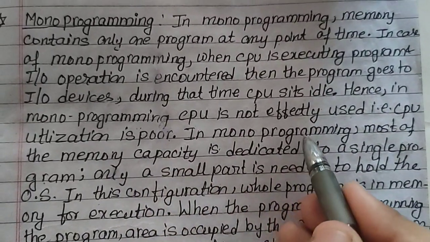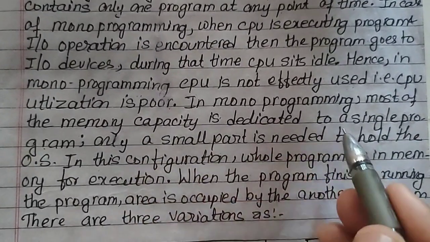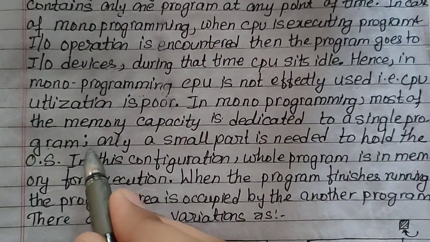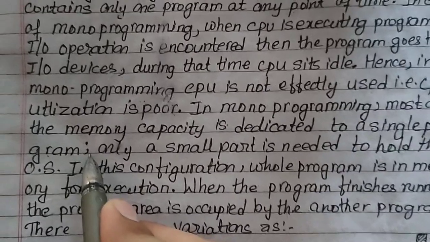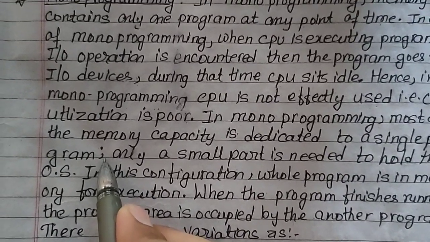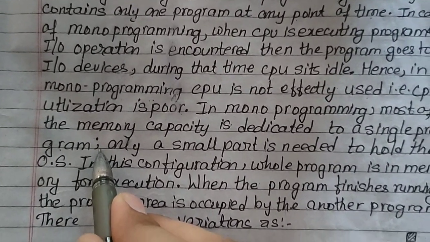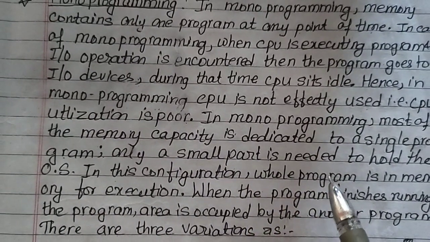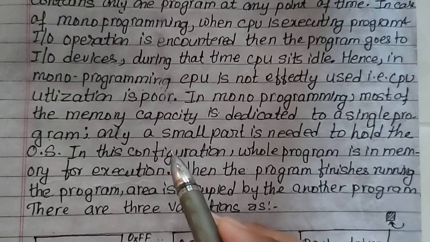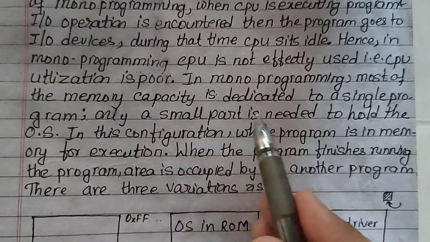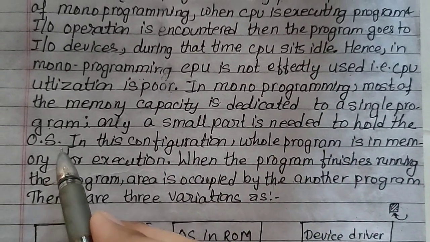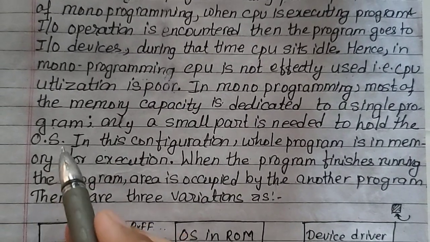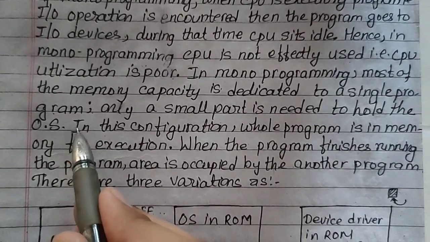In monoprogramming, most of the memory capacity is dedicated to a single program. We know that monoprogramming contains only one program, so the memory capacity is dedicated to a single program. Only a small part is needed to hold the operating system.